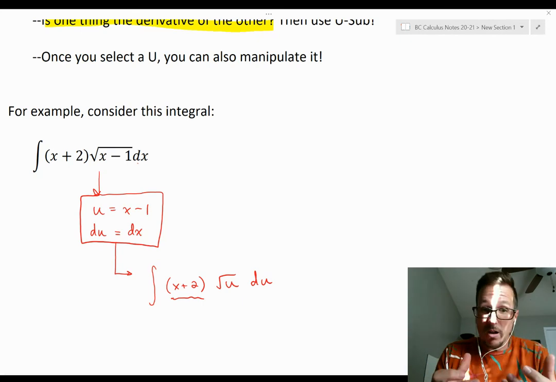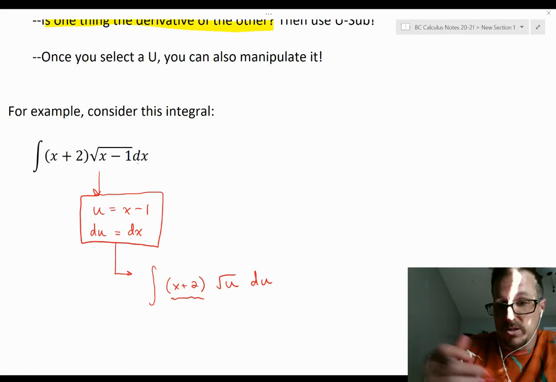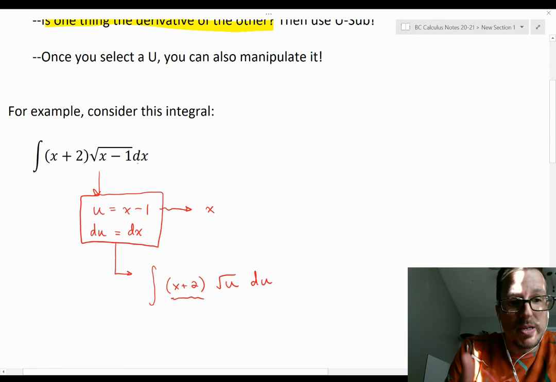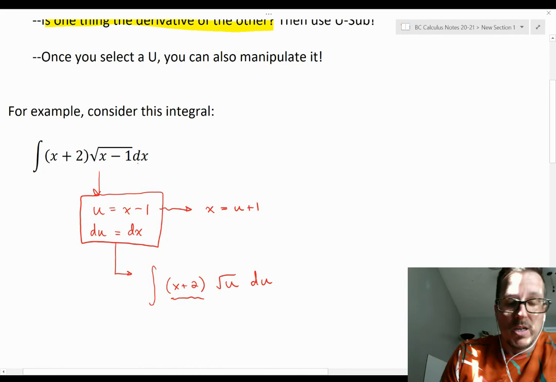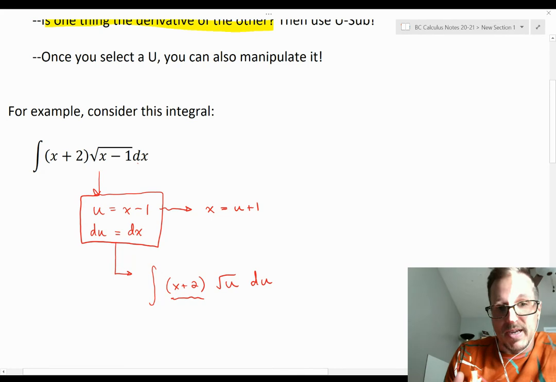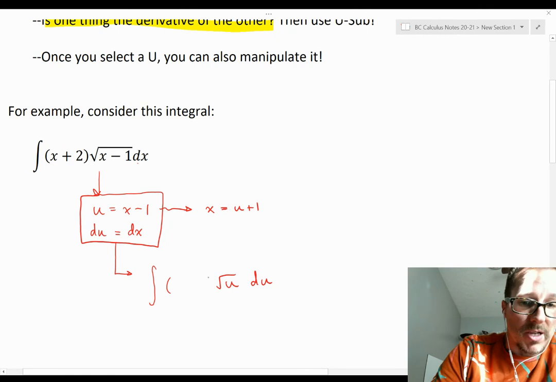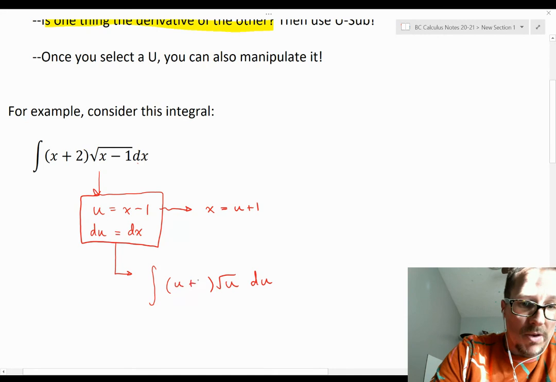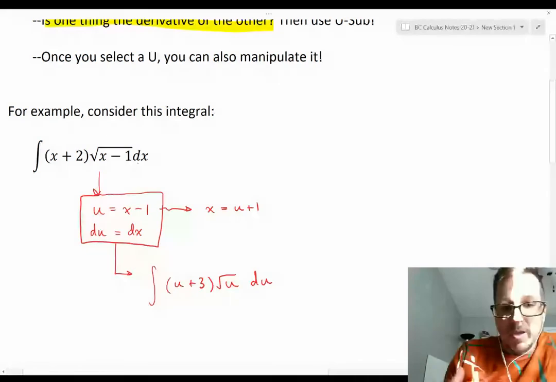Well, you saw a little bit of this in the introduction from last week. Sometimes we're going to have to play the game where we solve for x. And if U is x minus 1, then x is U plus 1. So now anytime I have a singular x, I can always replace it with U plus 1. So x plus 2 becomes U plus 3. Well, now we've done it, right? Now we've replaced all the x's with U's.